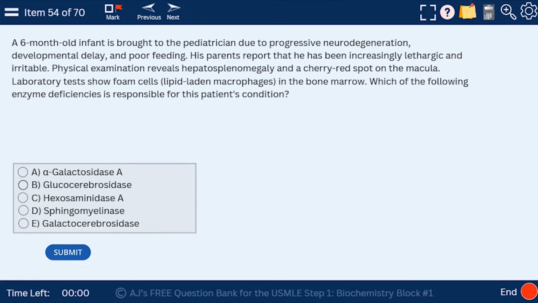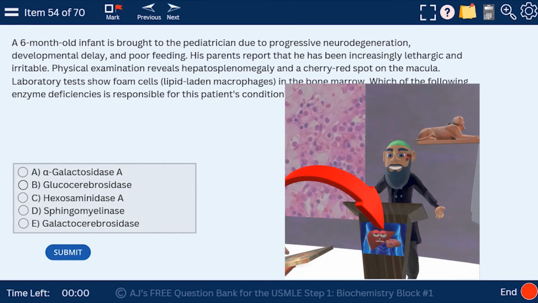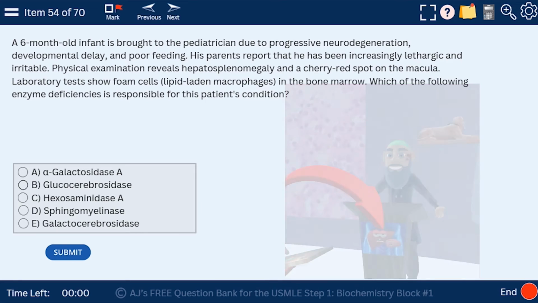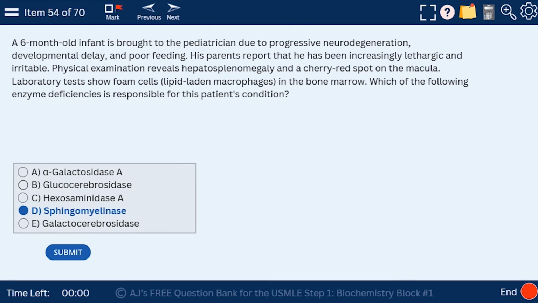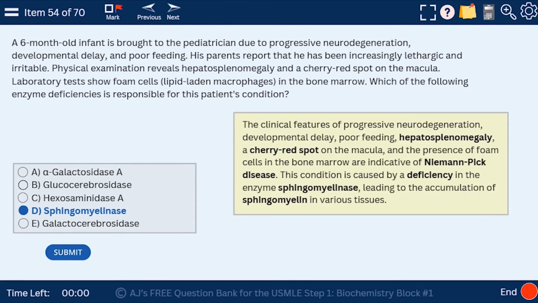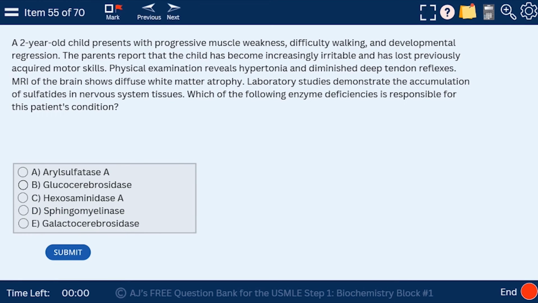Question 54. A 6-month-old infant who has cherry red spots on the macula and hepatosplenomegaly. So this is not Tay-Sachs, this is Niemann-Pick, because there's hepatosplenomegaly, and that's how we often differentiate the two, at least on exams. So Niemann-Pick is caused by sphingomyelinase deficiency, leading to the accumulation of sphingomyelin in various tissues, leading to the symptoms.